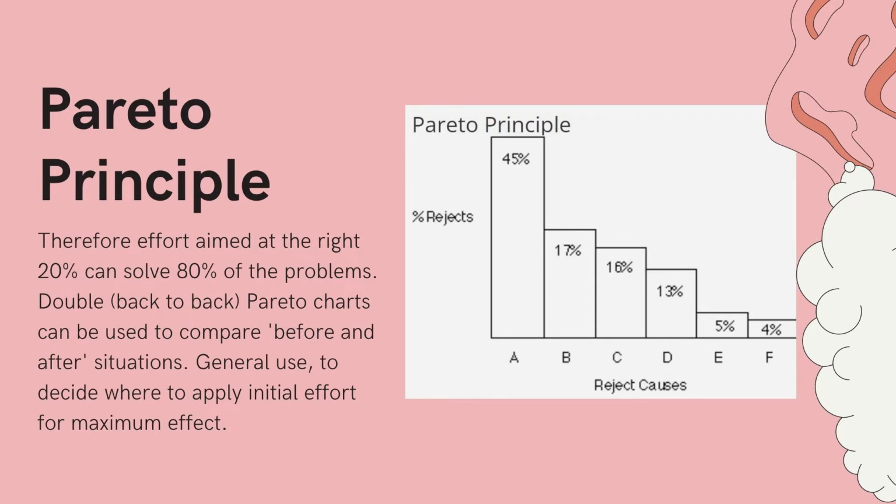Double, back-to-back, Pareto charts can be used to compare before and after situations. Generally used to decide where to apply initial effort for maximum effect. So here's the Pareto principle, as you guys can see in here.